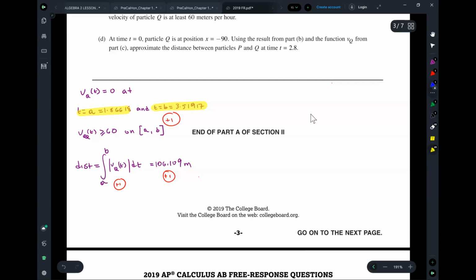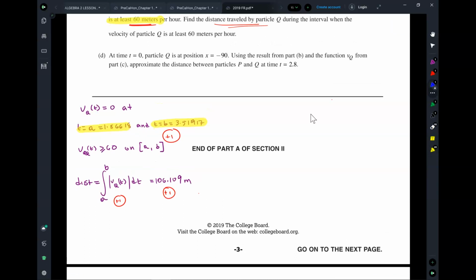So now let's take a look at D. At time t equals 0, the particle Q is at position x equals negative 90. So xq of 0 is negative 90. Using the result from part B and the function VQ from part C, approximate the distance between the particles at time t equals 2.8. So I want to know where P is at 2.8, where Q is at 2.8, and then subtract them.